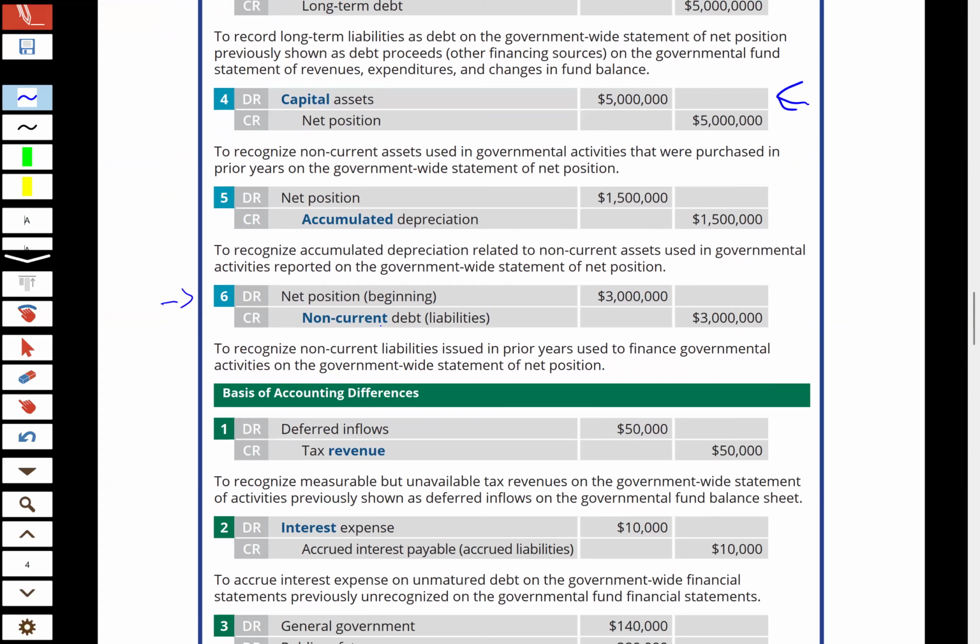But for whatever reason, we needed to recognize the revenue at the government-wide level, but not the fund level. So we take it out of deferred inflow and put it into revenue for our government-wide. The accrual of that interest has to happen. So we debit interest expense, we credit the interest payable.